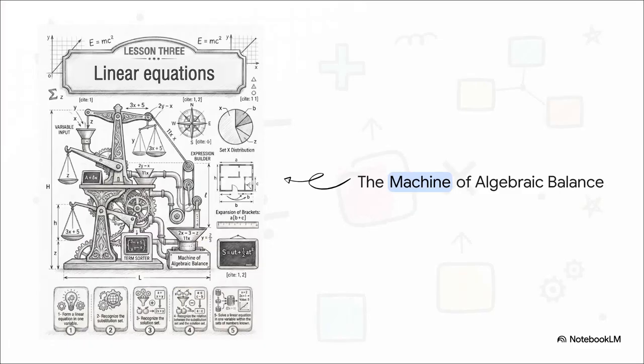Okay, let's dive right into this. Imagine a complex steampunk contraption, kind of like a delicate balancing scale. Whenever we talk about equations, I really want you to picture exactly this machine. You see, the entire concept of an equation rests on one simple, absolutely unbreakable physical law. What happens on one side must perfectly, identically balance what happens on the other side. If you add weight to the left, you've got to add the exact same weight to the right. Otherwise, the whole machine just breaks down.